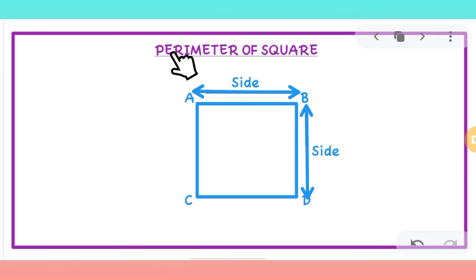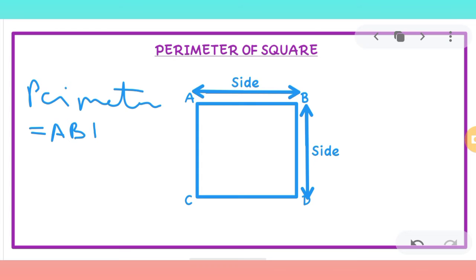Now let's see the perimeter of a square. A square has all the sides equal. We know this. All the four sides of a square are equal. Now let's try to find out the perimeter of a square. So similarly, we will use the same method only as rectangle. We will add up all the sides.